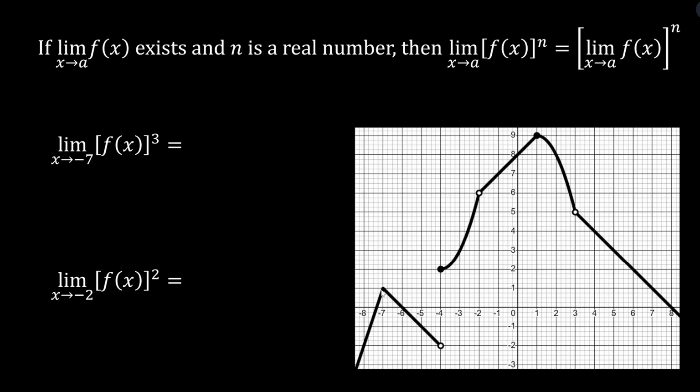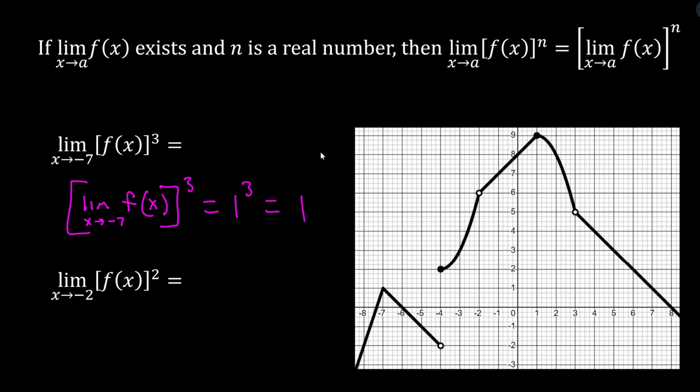From the left, we approach 1. From the right, we approach 1, and f of -7 is also 1. So yes, the limit exists, it equals 1, and so we can apply this property which tells us that the limit of this function cubed is just the cube of the limit. So let me write this out as x approaches -7 of this function. So the cube of the limit, we found the limit was 1, and the cube of 1 is just 1. So we're good to go there. Let's try the next example.